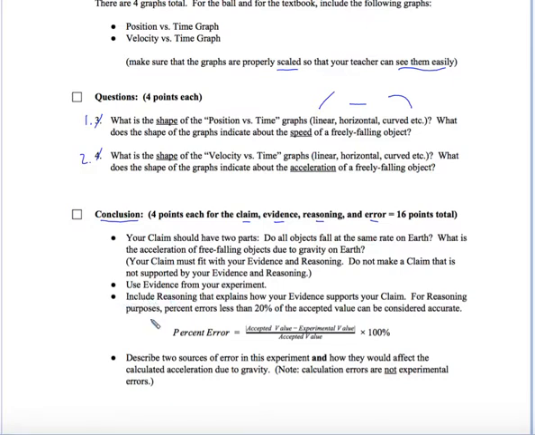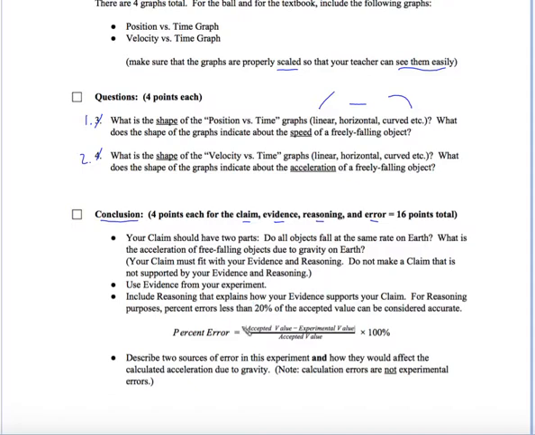The reasoning is, sorry, what I said before, the claim was a little off. You should be saying something like, all objects fall at the same rate on Earth, and that acceleration due to gravity is, and then you should use the number that we say it is, the number that we're comparing our LoggerPro data to. Because in the reasoning, we want to try to support our evidence, support our claim.